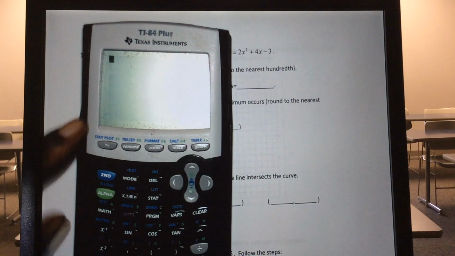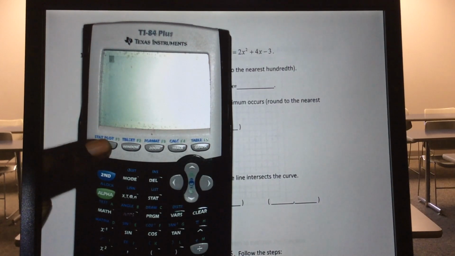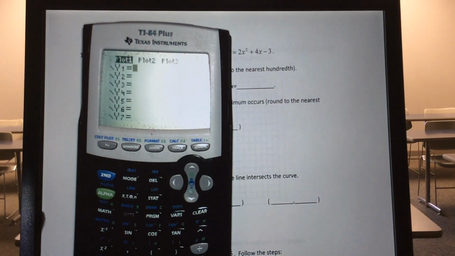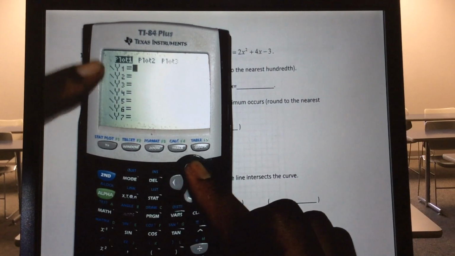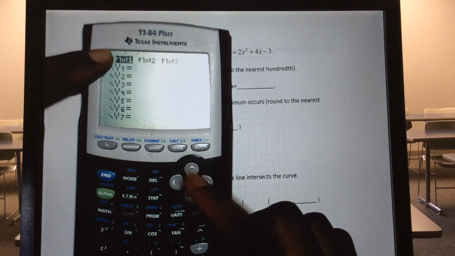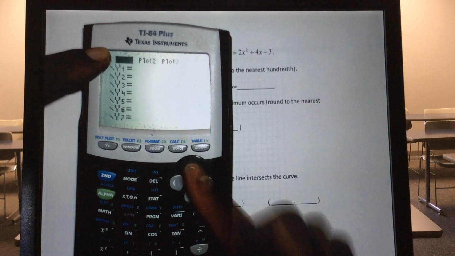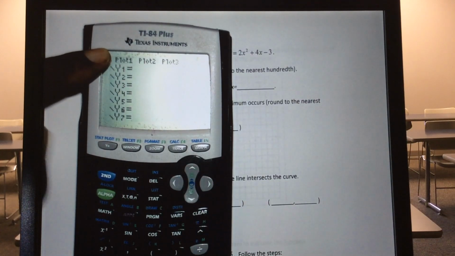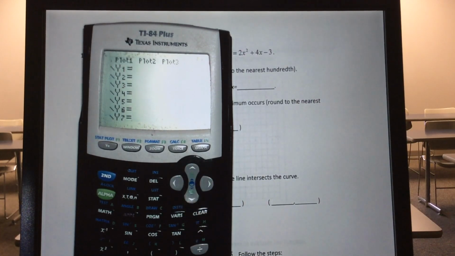You're going to first enter this equation by pressing the y equals button at the top. Now, if your plot is on like mine is, I'm going to use my up arrow key and press enter to clear it out. Otherwise, it's not going to work for you. So you have to use your up arrow key to go to plot 1 or 2 or 3 if it's on, if it's highlighted, and then hit enter to turn it off.